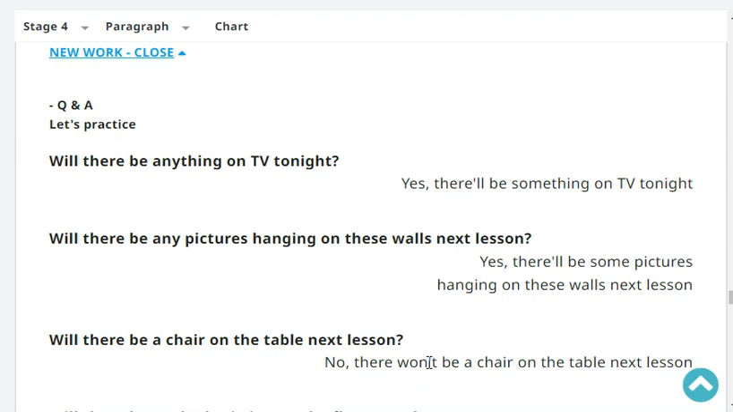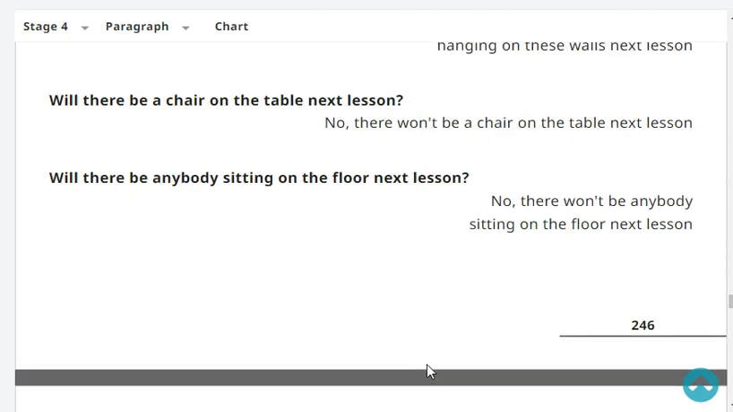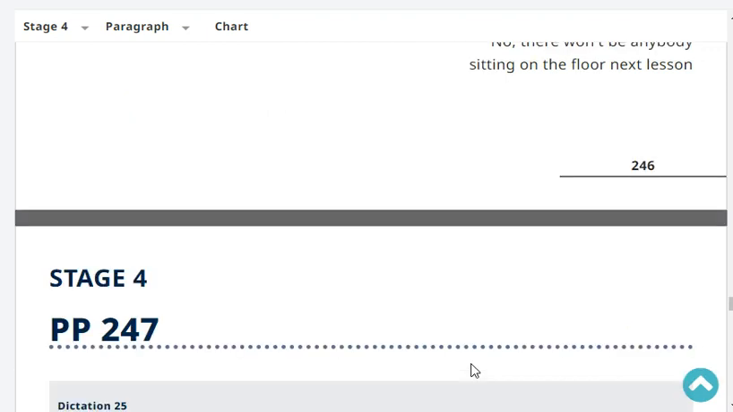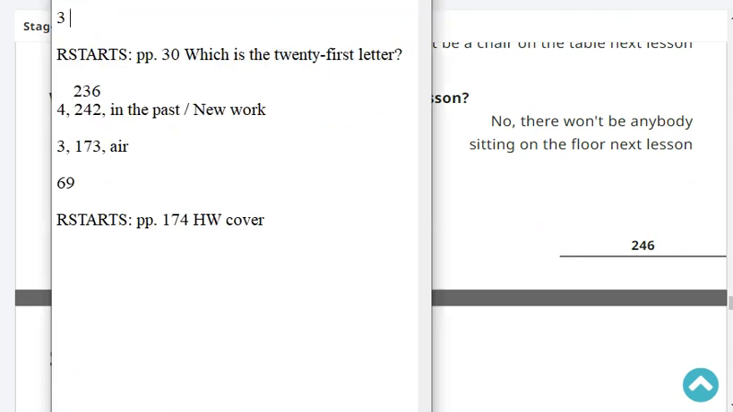Will there be a chair on the table next lesson? No, there won't be a chair on the table next lesson. Greg, will there be anybody sitting on the floor next lesson? No, there won't be anybody sitting on the floor next lesson. Very good.